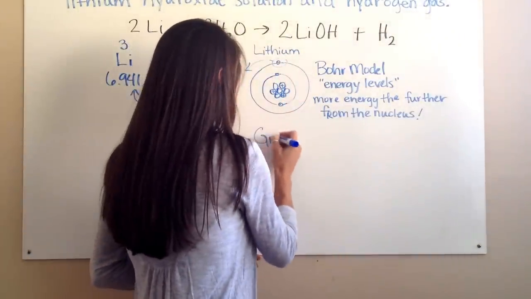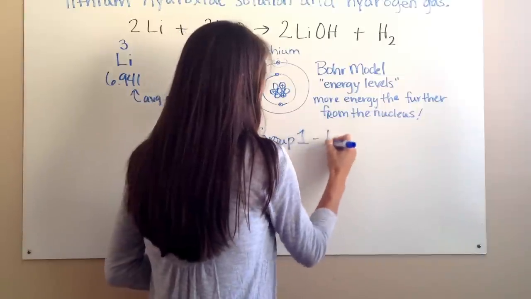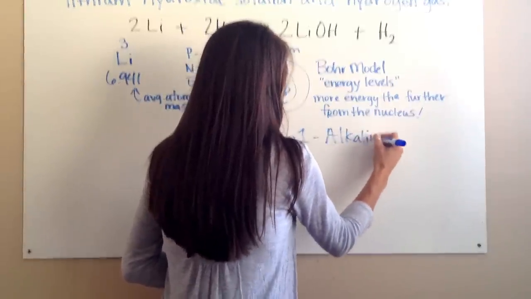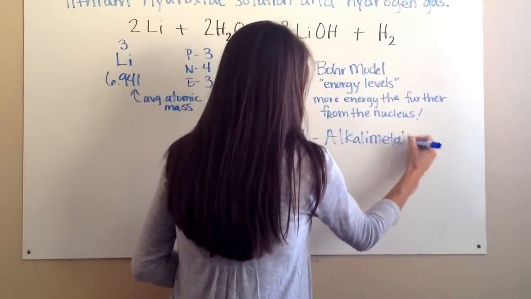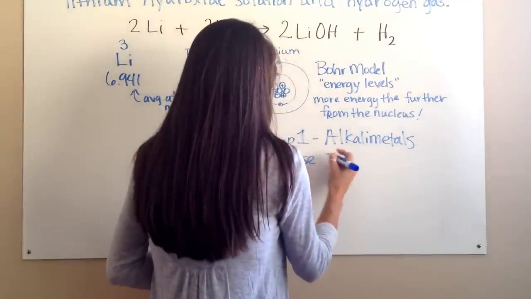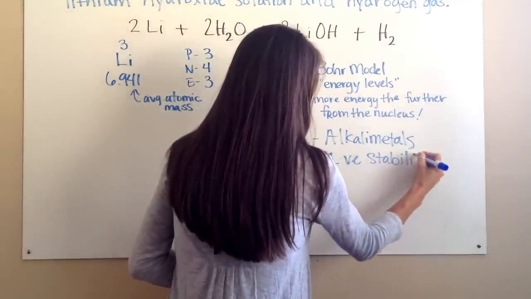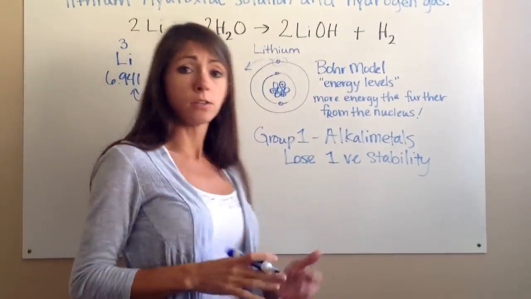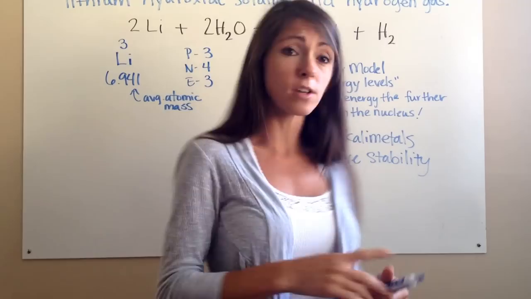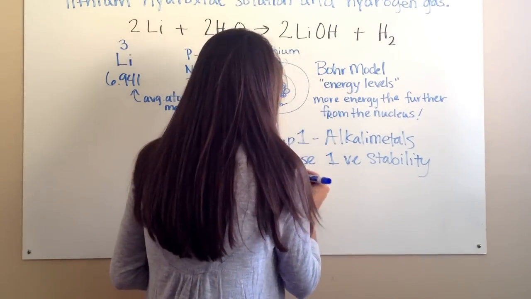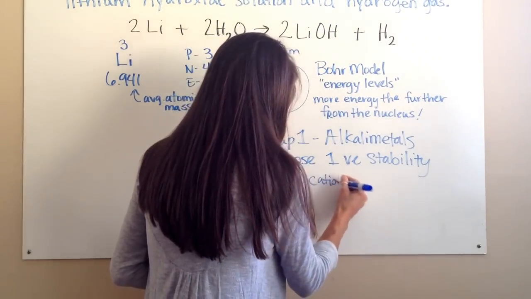Now, lithium, in order to become stable, will lose its one valence electron. So group 1, which are the alkali metals, lose their one valence electron for stability. And that's why, in addition to losing one valence electron, that's its charge as well. It's one positive. It is a cation.